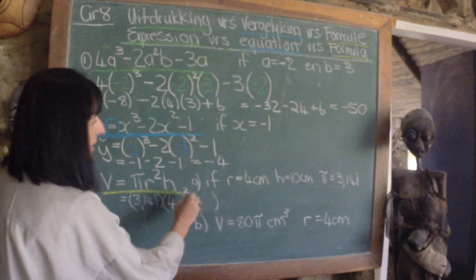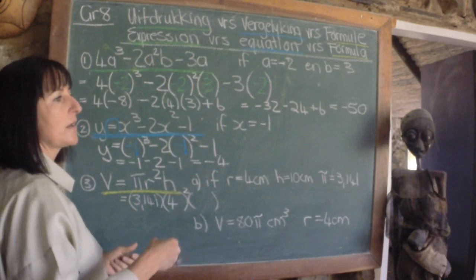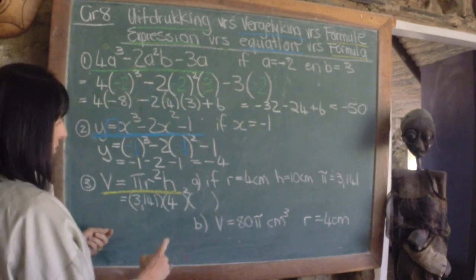The radius is 4. Leave the units at first. Write only a unit when you get your answer.